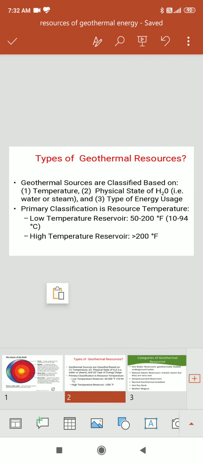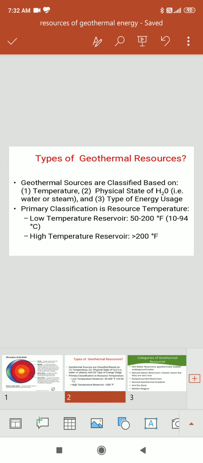Next, high temperature reservoir. So high temperature reservoir is nothing but the range of the temperature is greater than 200 degrees Fahrenheit. That means more than 94 degrees Celsius. Okay, these are the two main primary classifications of temperature resources of geothermal energy.